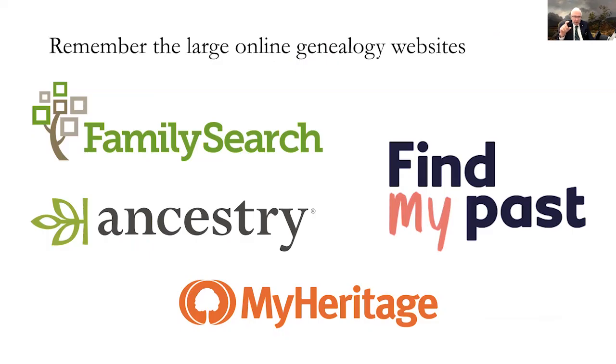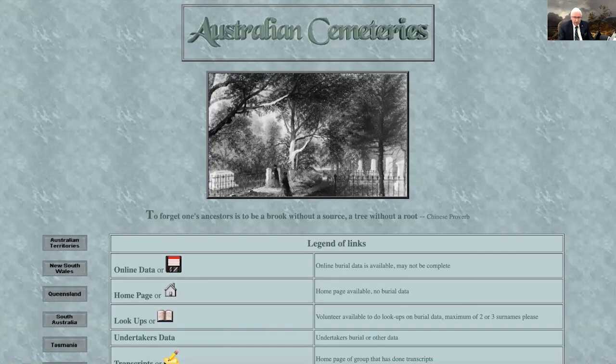So remember the large sites. Now I've mentioned Find My Past, FamilySearch, and Ancestry, but you also need to remember that MyHeritage is out there, and they continue to acquire a lot of records that are helpful. Not so much as the other three websites in England and Great Britain, but if you happen to have some connections in Europe, it's extremely valuable to do searching in MyHeritage.